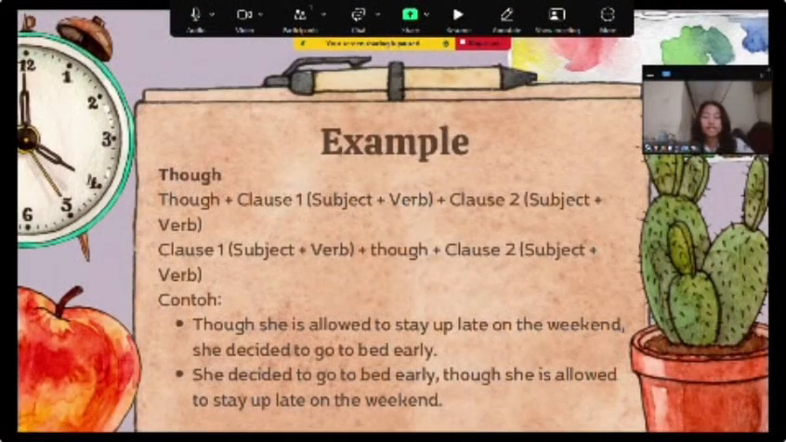Next, for the example is "so". So plus clause 1 or subject plus verb, plus clause 2 or subject plus verb. The example is: She is allowed to stay up late on the weekend. She decided to go to bed early. Example 2: She decided to go to bed early, so she is allowed to stay up late on the weekend.